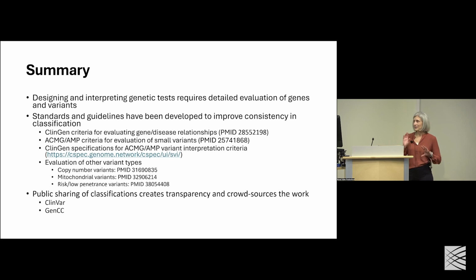So overall, hopefully the take-home message is that the design and interpretation of genetic tests really requires a lot of detailed evaluation of genes and variants, and that the standards and guidelines that have been established, even though they are time-consuming, greatly improve classification, consistency, and quality in the field. I've listed out some of the guidelines that I've talked about, as well as a couple extras that I didn't get to. And then finally, that these public databases like ClinVar and GenCC are really critical to the field, creating transparency and crowdsourcing the work.